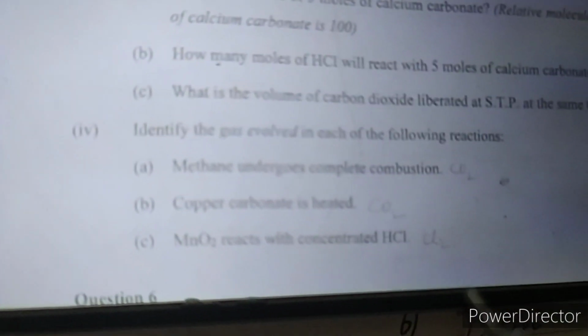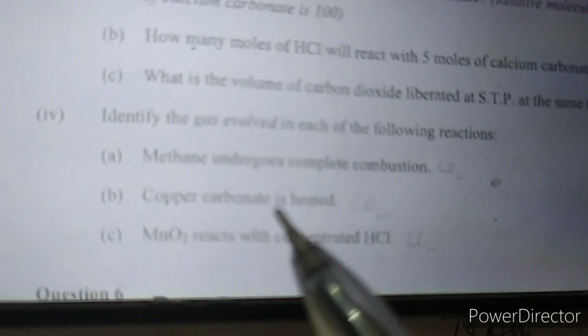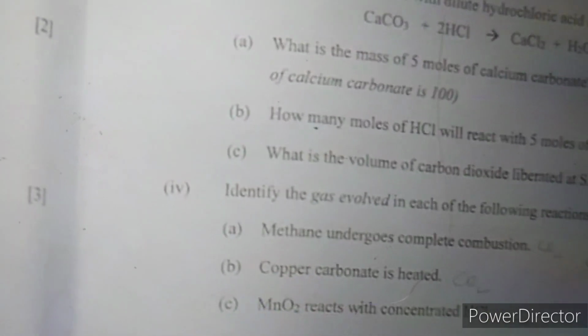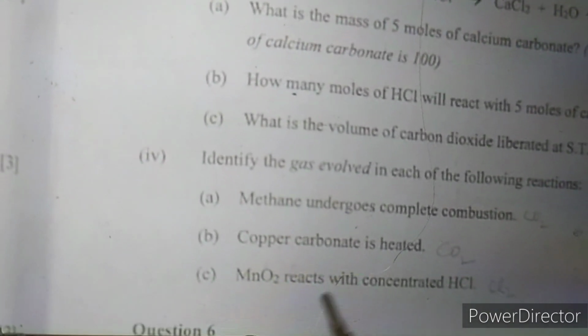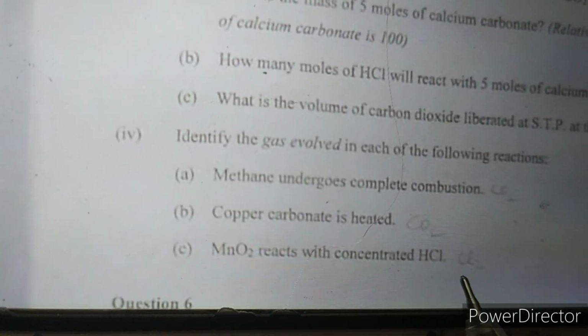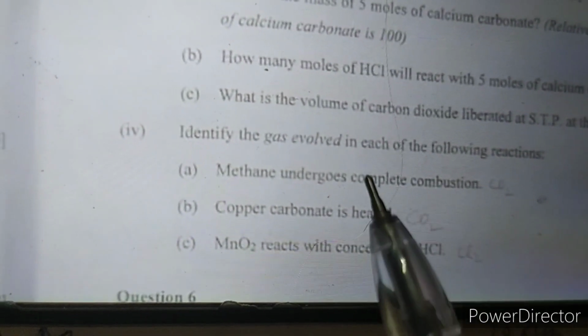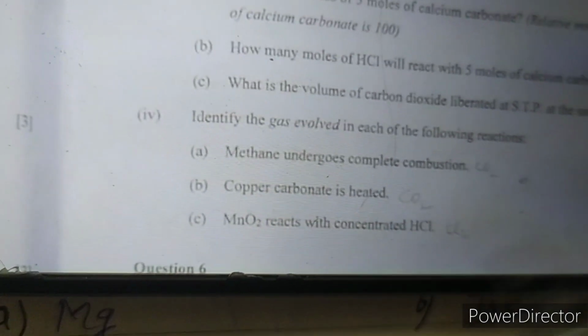Next is the fourth part. You have to identify the gas. Methane undergoing complete combustion will give you carbon dioxide. Copper carbonate on heating again gives you copper oxide and carbon dioxide. So carbon dioxide is the answer. And manganese dioxide on reaction with concentrated HCl will give you chlorine gas. So the answers are carbon dioxide and chlorine gas.